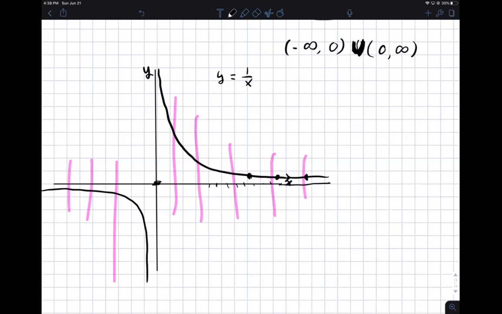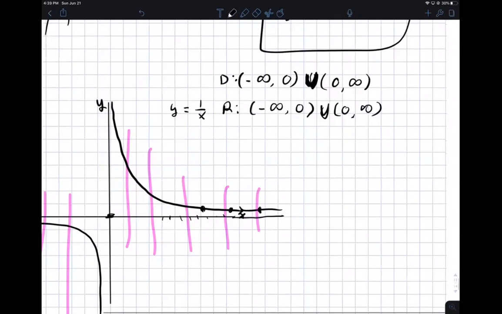Okay, so what's the one value that y can't be? Is it 0? Yeah, it's never going to be 0, because if you have a fraction over whatever, it's never going to be 0. So if this is the domain, then the range is also going to be like this.